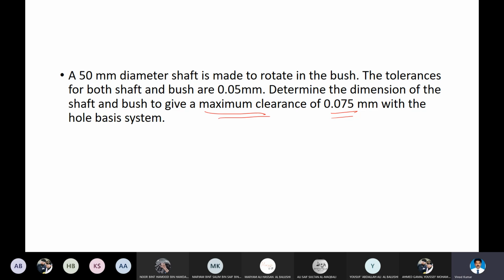Shall I explain, or are you doing it? You are doing it. 0.125. Which one? This is the tolerance given. The maximum clearance will be equal to 0.125? No, it is given as 0.075. See the question, 0.075. Use this and try to solve it. Before we used minimum, now we are using maximum.